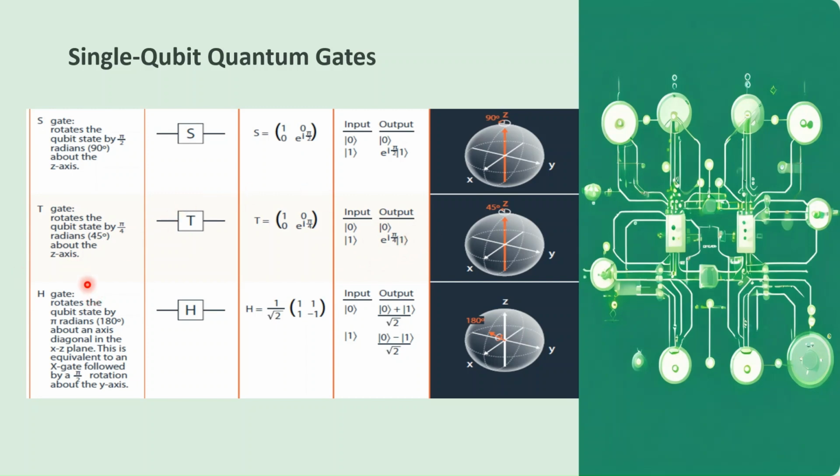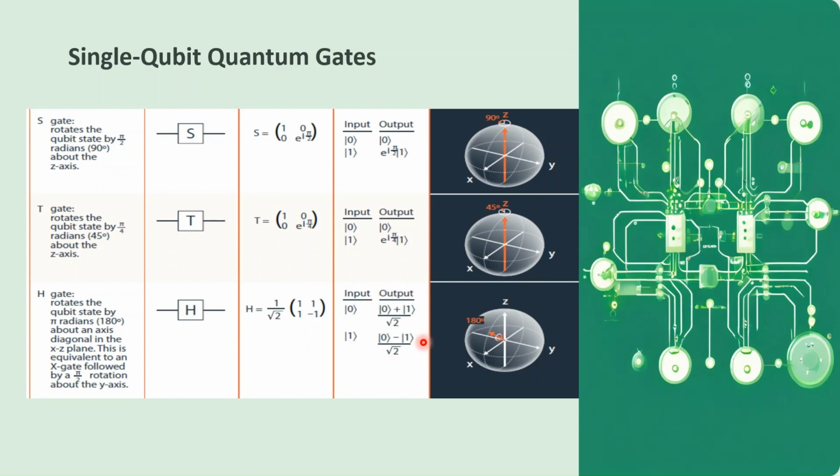This is the H gate. It rotates the qubit state by 180 degrees about an axis diagonal in the xz plane. This is also equivalent to the X gate followed by a pi by 2 rotation about the y-axis. This is the circuit representation, and this is the matrix.